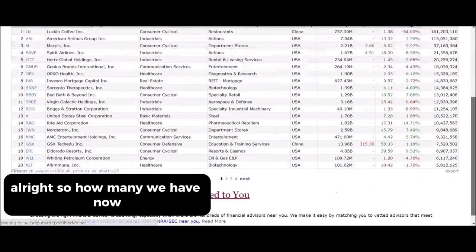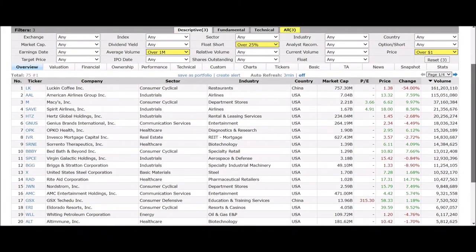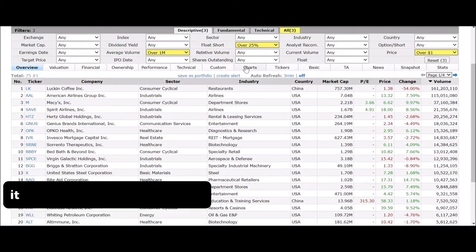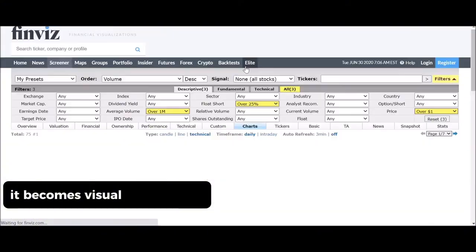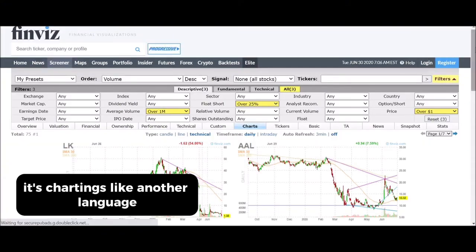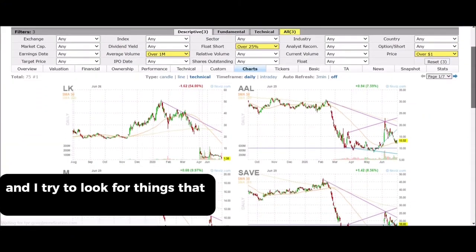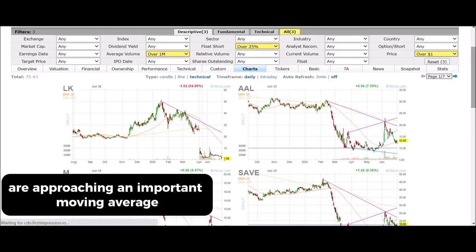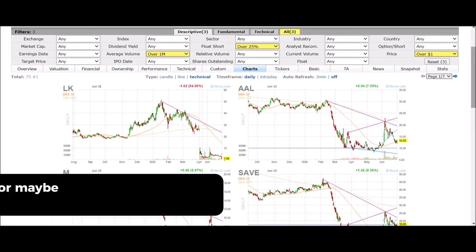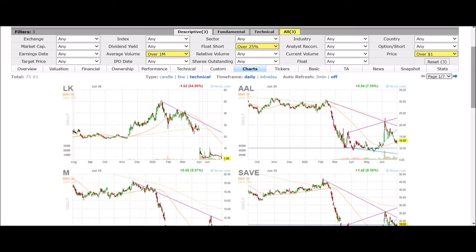Alright, so how many do we have now? Now we're down to 4 pages, not bad. Let's go ahead and look at the charts. For me, it becomes visual at this point. Charting's like another language. I try to look for things that maybe are approaching an important moving average, or maybe have already crossed an important moving average.